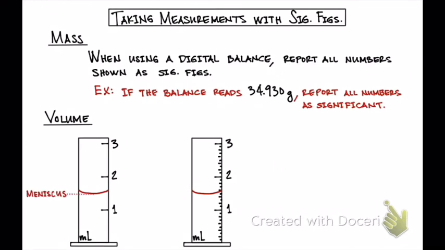So whenever you're looking at the volume of a liquid, you have to look at it at eye level. Okay, so you would have to look at what they call the meniscus, and this meniscus is basically the bottom of the curve, the very bottom of the curve, and you have to look at it at eye level. And so whenever you're taking the measurement here for the volume of this liquid, using this graduated cylinder, you would read it as 1.4 milliliter. And this is how you would report it in your lab book.